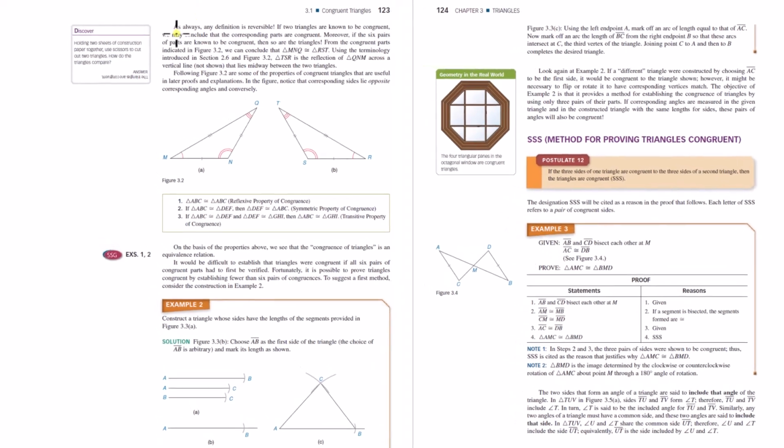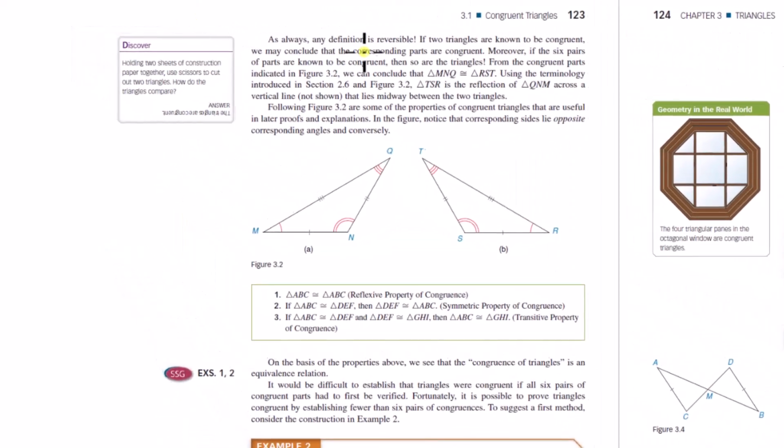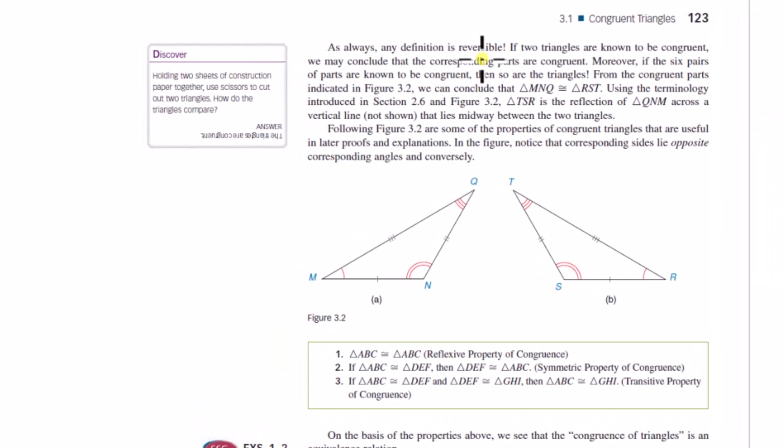As always, any definition is reversible. That was the characteristic of any definition. A proper definition is reversible. What they're saying is that if 2 triangles are known to be congruent, we may conclude that the corresponding parts are congruent, the corresponding features. Or, in reverse, if we find that the 6 pairs of features of 2 triangles are congruent, then those triangles must be congruent.